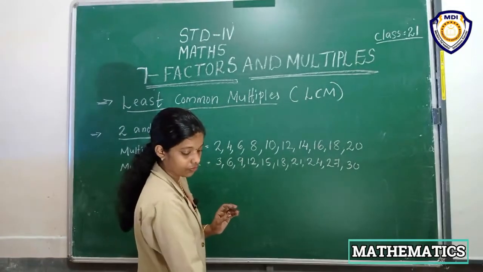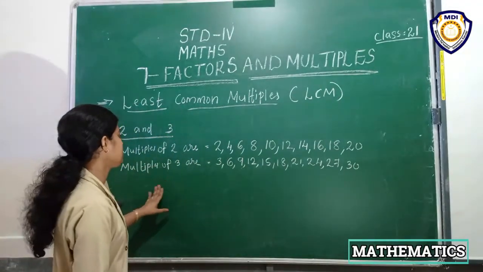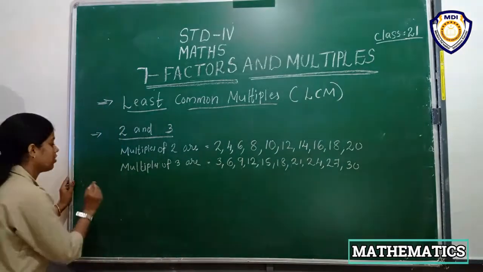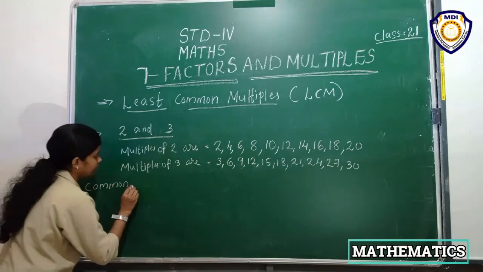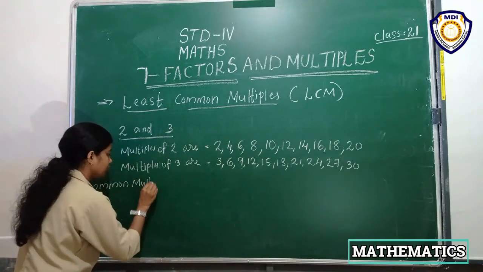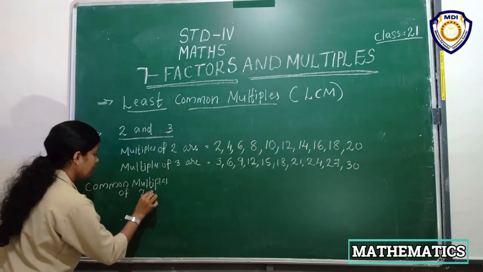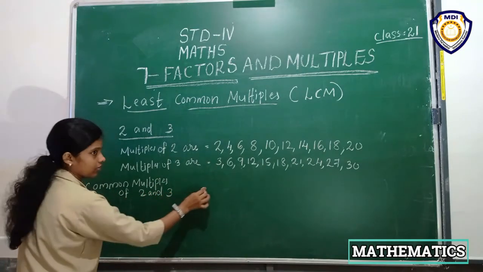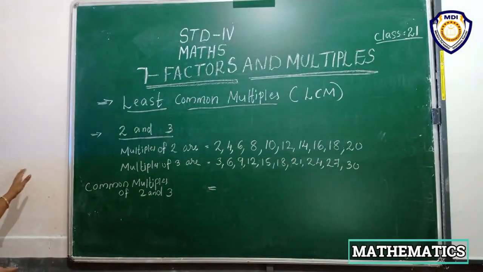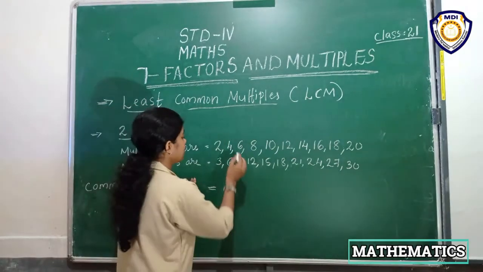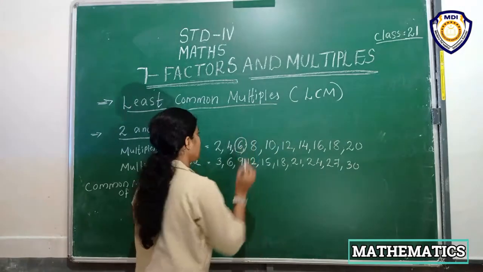Okay. Next one. Common multiples of 2 and 3. Okay. Here, 6. We want the common multiples.